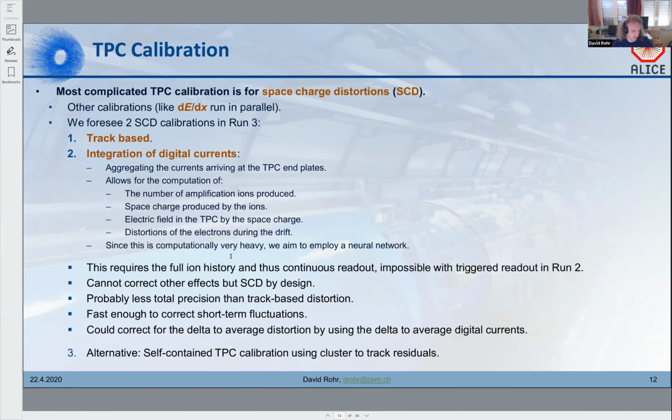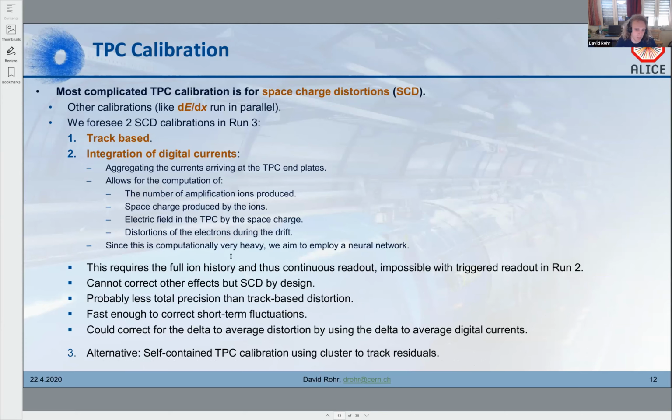And the idea here is a second method in the TPC that we call integration of digital currents. So what we do is we aggregate all the current that arrives at the TPC end plate. And from that, we can basically compute how many ions are produced in the readout. Then we can propagate the ions through the TPC. We can compute the space charge produced by the ions. We can compute the electric field, and then we can numerically compute the distortions. Of course, this is computationally very heavy.